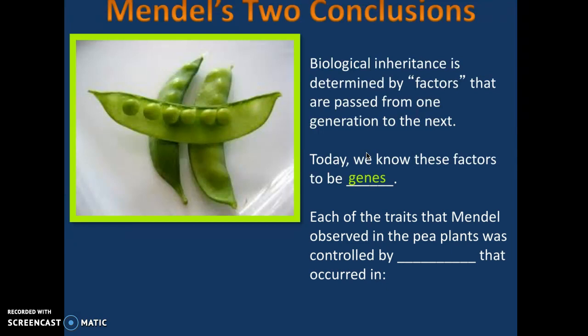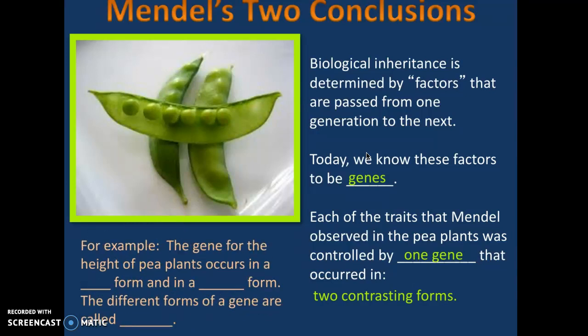Each of these genes that Mendel observed in the pea plants was controlled by one gene that occurred in two contrasting forms. So it was one gene. So one thing saying, hey, this is the height of the plant, this is the segment of DNA that says whether it's tall or not, but it came in two forms, tall and short, or tall and dwarf. This is the trait that we looked at so in depth yesterday. For example, the gene that occurs in the height of a pea plant occurs in a tall form and a dwarf form. Remember, dwarf just means short. The different forms of a gene are called alleles.